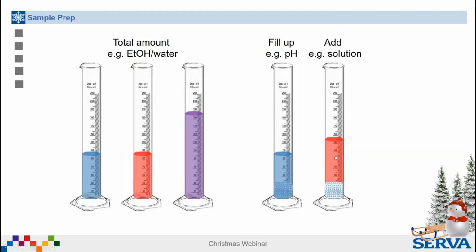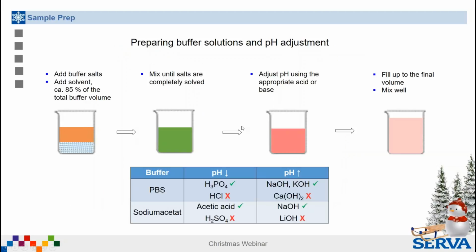Adding is if you want to have a concentration inside. So you have your solid and you just add water to have a concentration and mix it, and afterwards you do not care about filling up to a special amount or else.